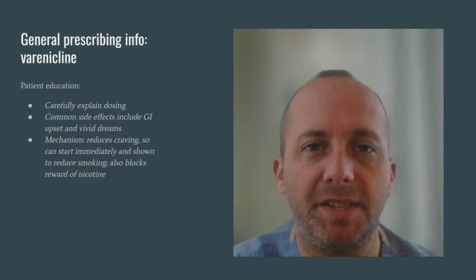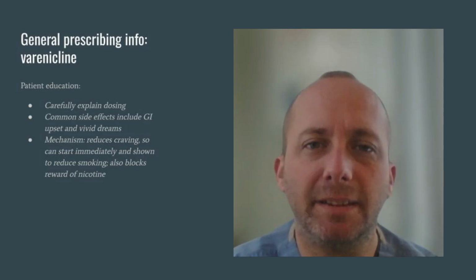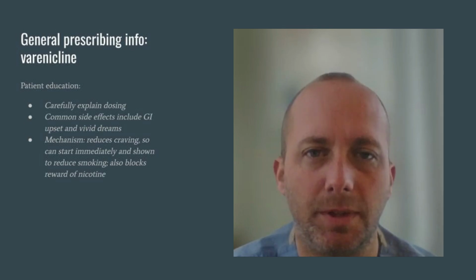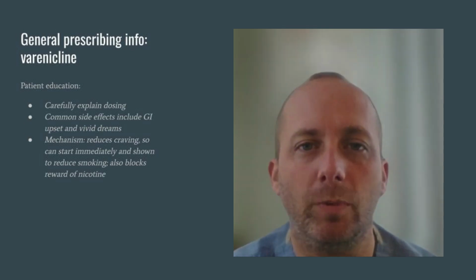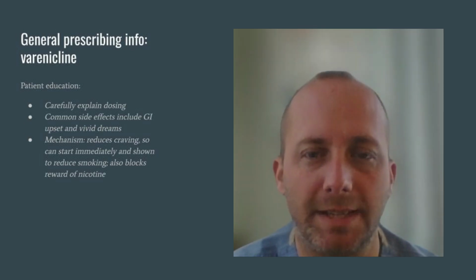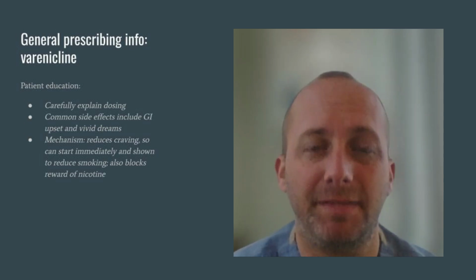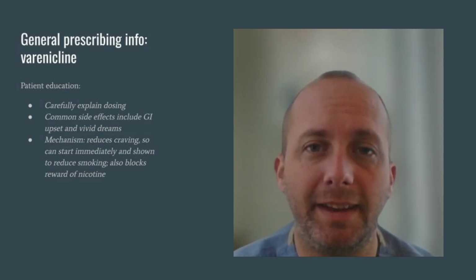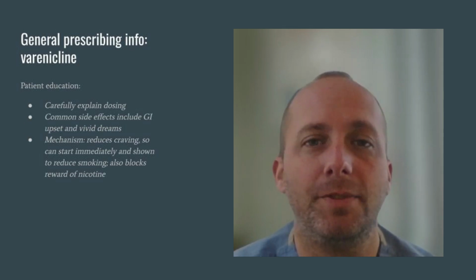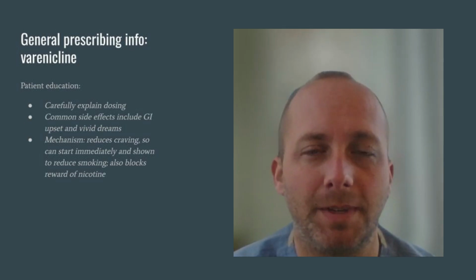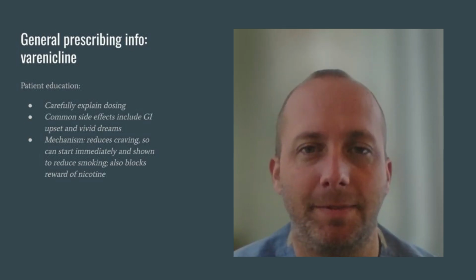Finally, we have varenicline, which is brand name Chantix. It's a little bit trickier to titrate because you have to start at a low dose, a half milligram once a day, and go up over a week to a total dose of 1 milligram twice a day. 1 milligram twice a day is the FDA-approved dose for varenicline, but we'll talk in the next video about using even higher doses. There's so many options for pharmacotherapy for smoking cessation that it's imperative we talk to our patients about this.